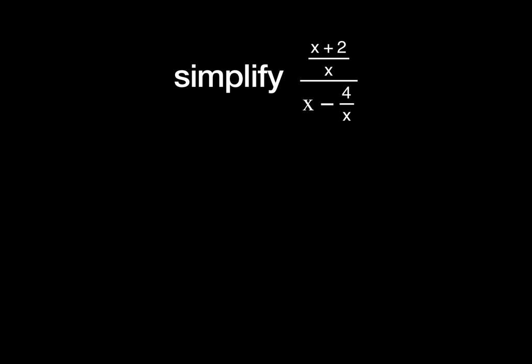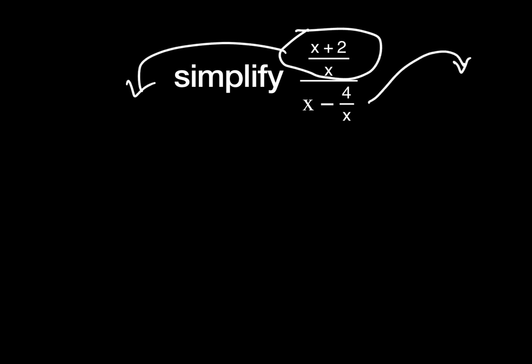Again, more fractions, more complication, fractions within fractions. First things first, think about it like two separate parts. I'm going to do x plus 2 over x. Can that be simplified? Not easily. So I'm going to leave it there for a second. On the right, on the denominator, I have x minus 4 over x.